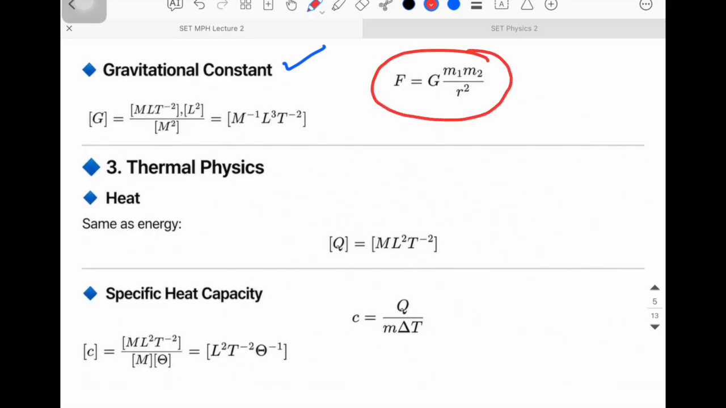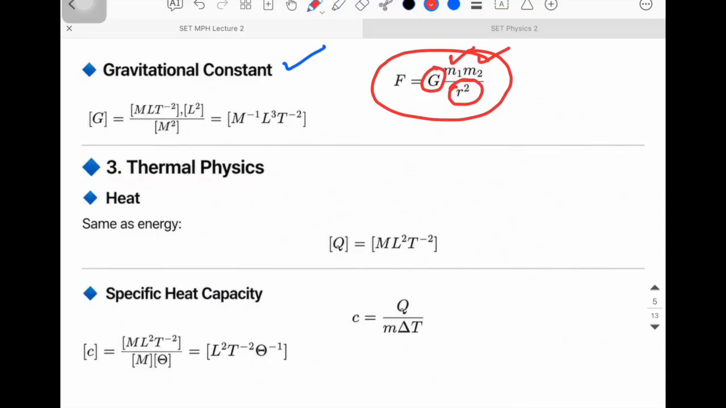We know that gravitational force is directly proportional to the product of masses m1 into m2 and inversely proportional to the square of the distance between them. It means that it is proportional to 1 by r square, and the proportionality constant we write as G. So what is the dimension of G?